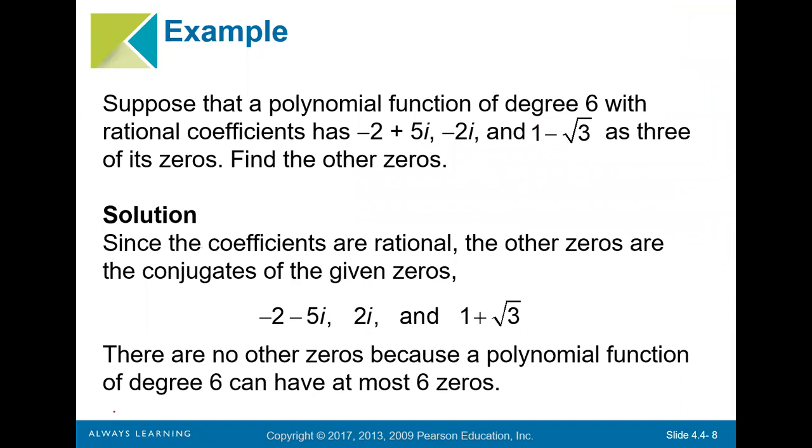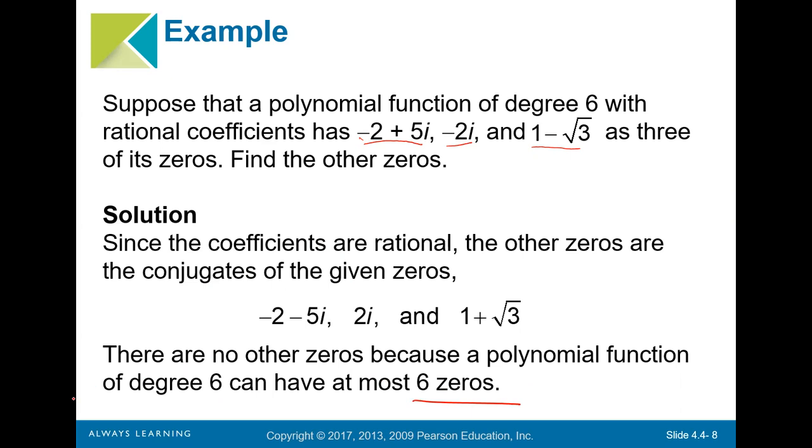All right. Suppose that a polynomial function of degree 6 with rational coefficients has negative 2 plus 5i, negative 2i, and 1 minus square root of 3 as 3 of its zeros. Find the other zeros. Since the coefficients are rational, other zeros are conjugates of the given zeros. Okay? So there are no other zeros because a polynomial function of degree 6 can have at most 6 zeros.